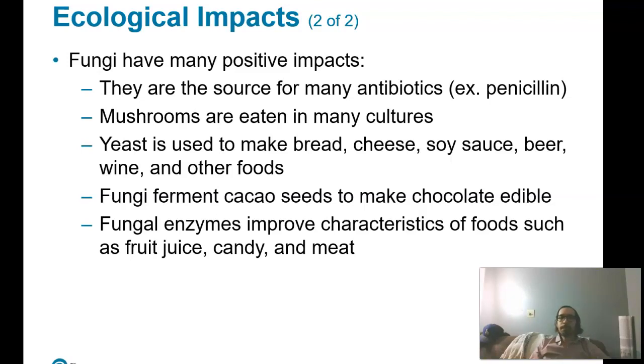Some of the positive impacts are that they are a source for many of the antibiotics, like penicillin. And also there's fungi that you eat, like mushrooms. Yeast is a fungi that's used to make bread, cheese, soy, beer, and other alcoholic drinks. Also, the chocolate, because fungi are the ones that ferment cacao seeds, and they make the chocolate edible. And then you have fungal enzymes that improve characteristics in foods, such as fruit juice, candy, and meat.